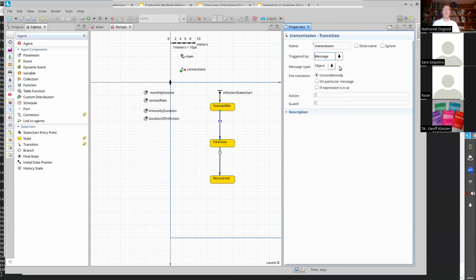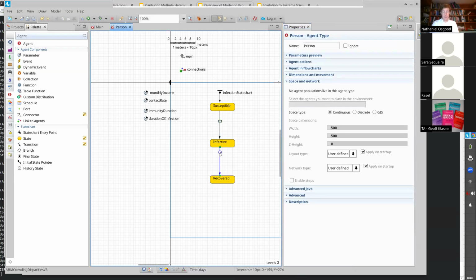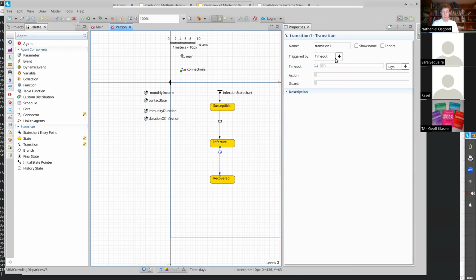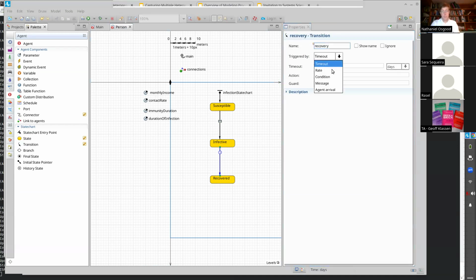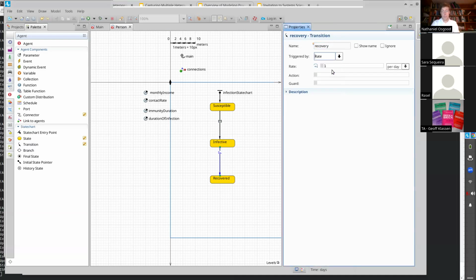This is going to be mediated by something new upon the world: a message. The occurrence of a message. We can elaborate that later in terms of how it has effect and so on. But for now, we'll start simple. And then there'll be a recovery transition that will be given by a rate.